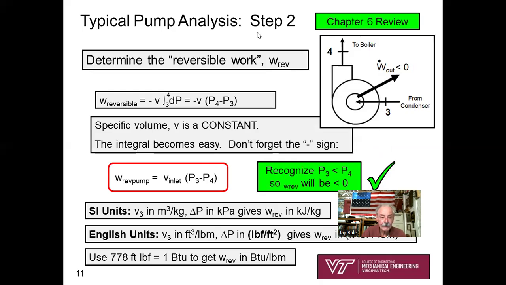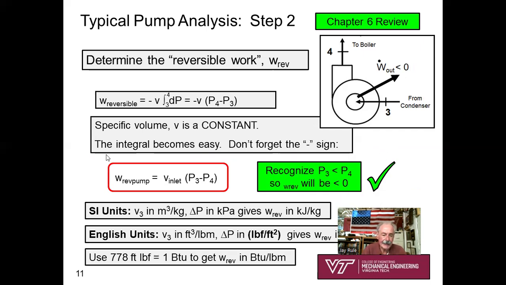Okay, step 2, determine the reversible work for the pump. In other words, if the pump were reversible, and also our model is adiabatic, we can apply this fundamental. W reversible is minus the integral of V dP. And we remember, I can pull V out of the integral because it's incompressible. V is constant. And so here you see we've got W reversible is minus V, which would be V3, times P4 minus P3. Well, there's a pesky minus on there, isn't it? So W reversible for the pump is V at the inlet, that would be V3 times P3 minus P4. That's not a formula. That is derived from the fundamental statement. Now, recognize P3 is a lower number than P4. That makes sense. So work reversible for the pump is going to be a number that's less than 0.